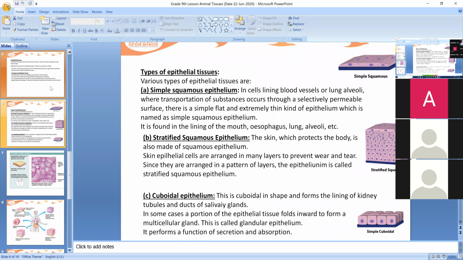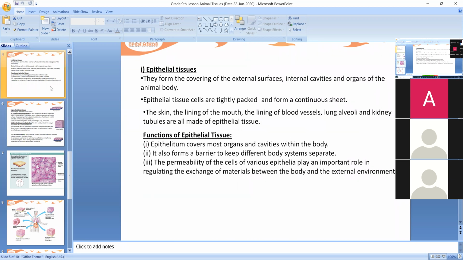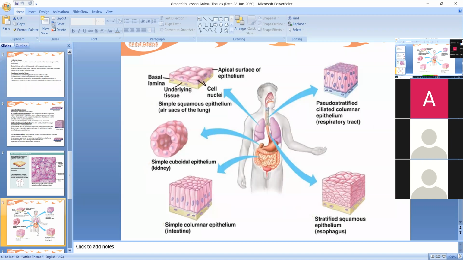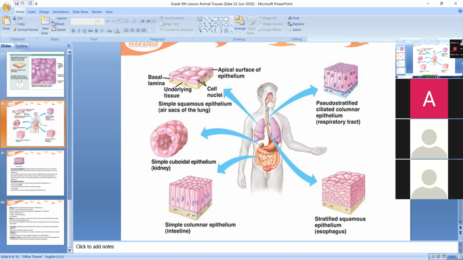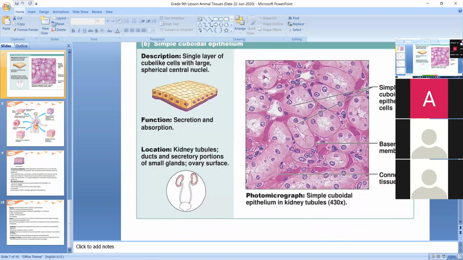If you can see here, the skin, the lining of the mouth, the lining of the blood vessels, lung alveoli, and kidney tubules are made up of epithelial tissue. Here, if you see in this picture, you can see it clearly. And I'll show you the video also, in which you can see, children, how this simple cuboidal epithelium covers the kidneys. What is how it looks like.